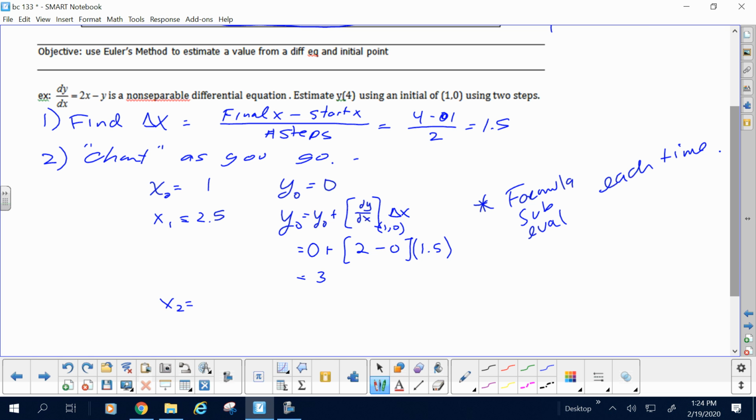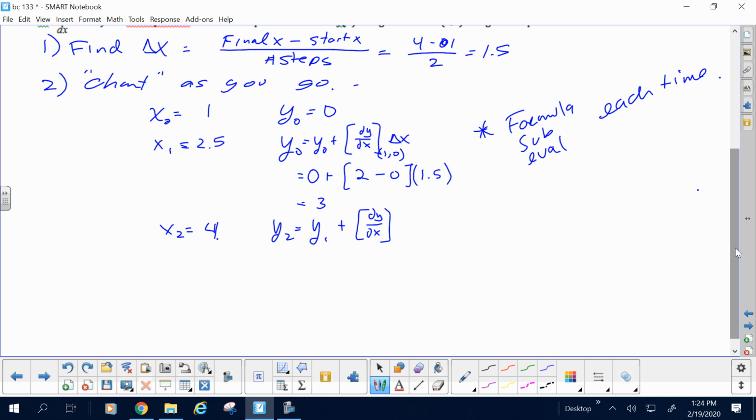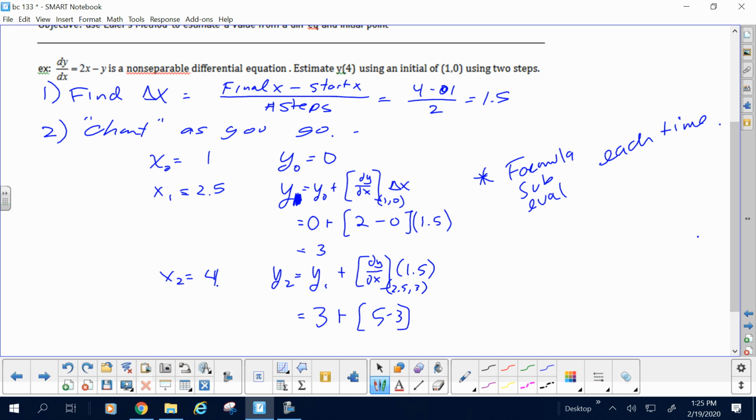x2 then will be another delta x from where I left off. You were at 2.5, you went up 1.5, that puts you at 4, the ending destination. And y2 is y1 plus the rate of change at the previous point. What point will I find the derivative at? (2.5, 3), and the delta x is still 1.5. I was curious to see if you ever use a different delta x. I could not find such an example. It seems like you always use equal subintervals. y1 is 3. I mislabeled that, that's y1. y1 is 3 plus the rate of change at (2.5, 3) is, I agree, 2 times 1.5. So what is 2 times 1.5 plus 3?